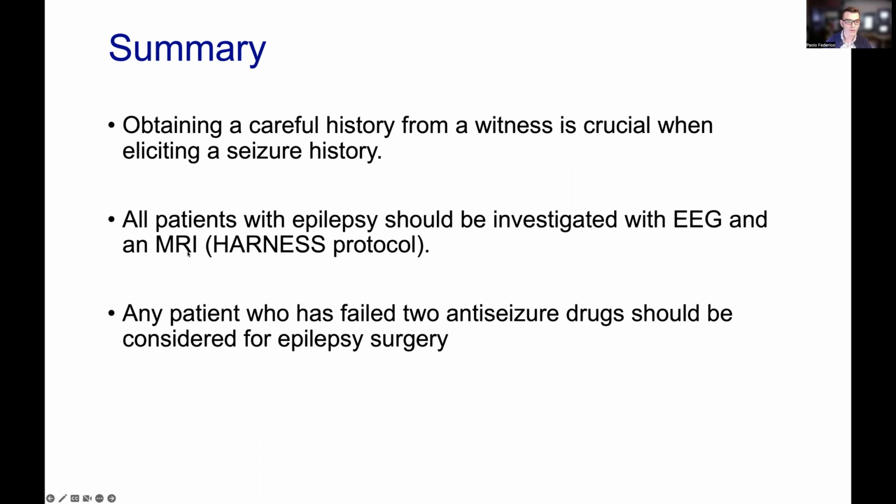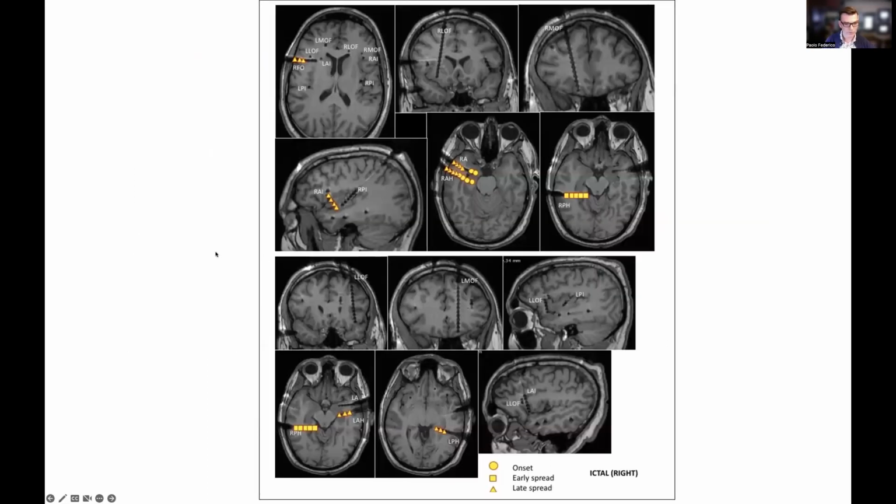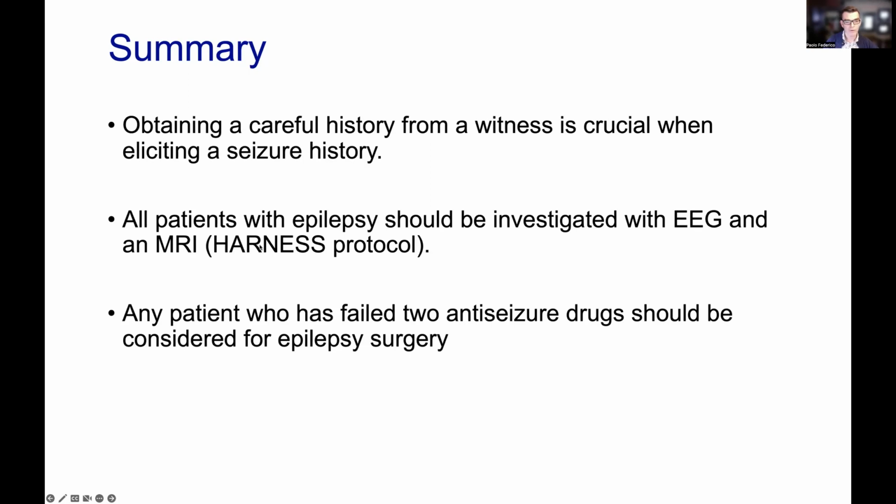The MRI scan is also very important, and it's critical to use a seizure-specific protocol. And the one seizure-specific protocol we would recommend is called the HARNESS protocol. And I would urge you to read that manuscript that I cited in the talk earlier.